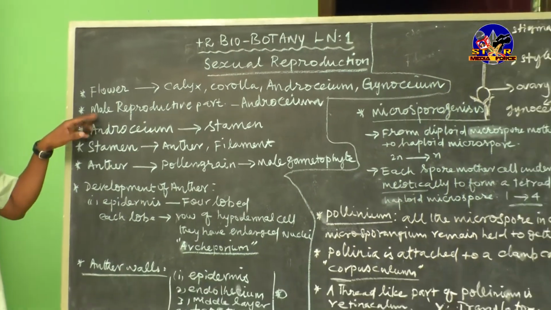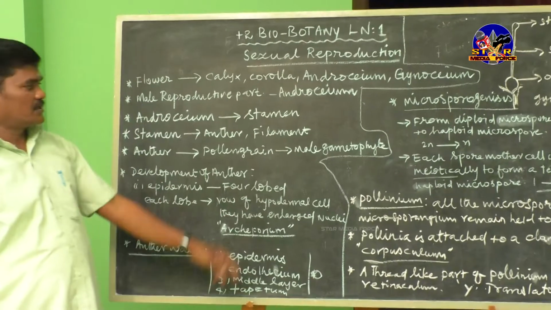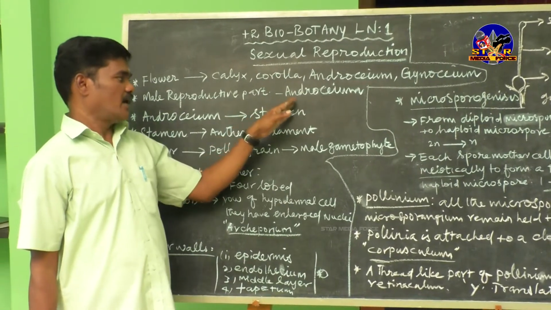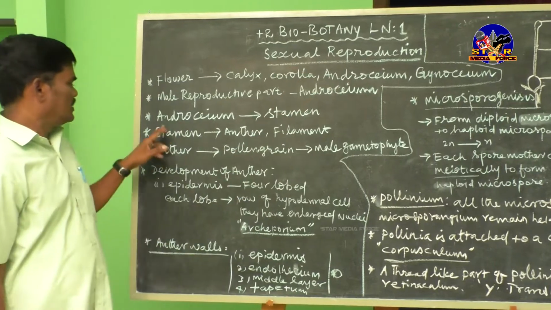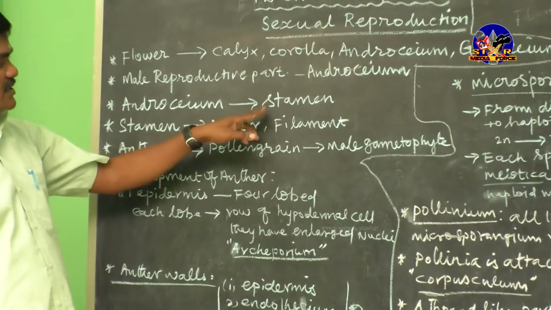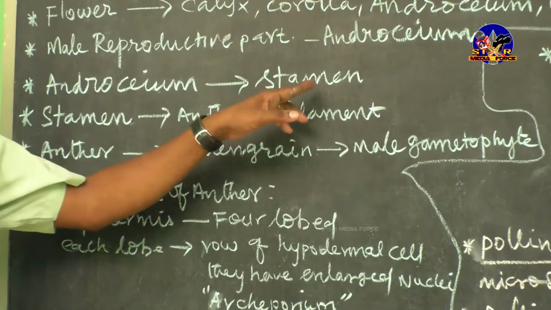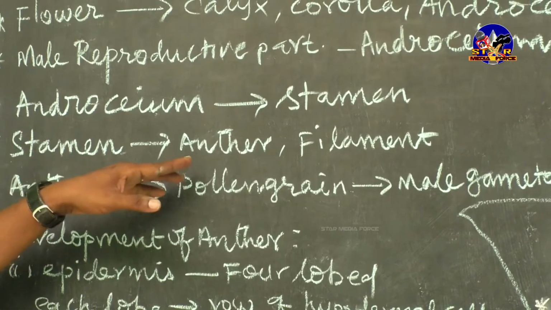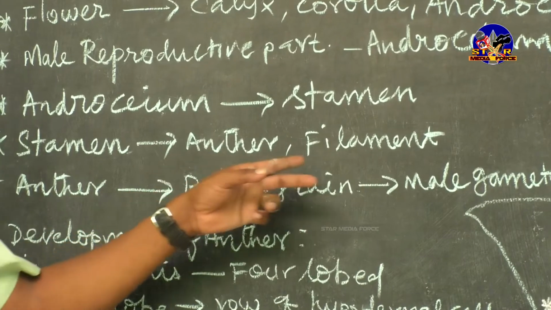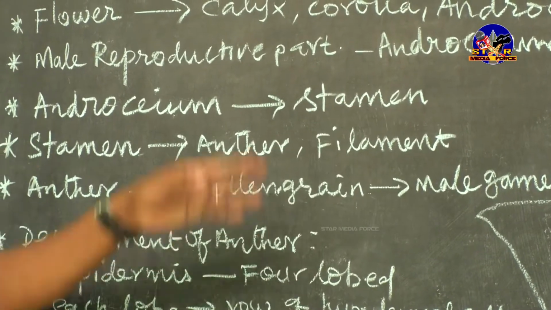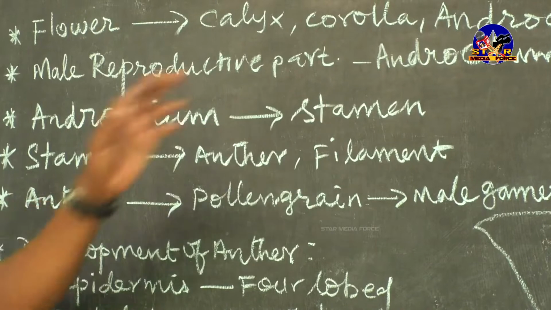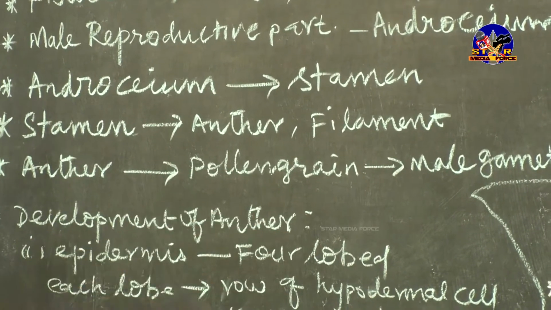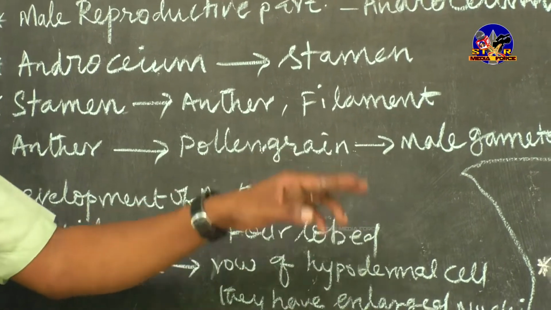So again, the male reproductive part. What is the male reproductive part? They will ask this question. Answer: androecium. The androecium consists of stamens. So many stamens are present. Each stamen consists of an anther and a filament. Already told, anther means what? Filament means what? The anther consists of, and inside the anther they have the pollen grain.